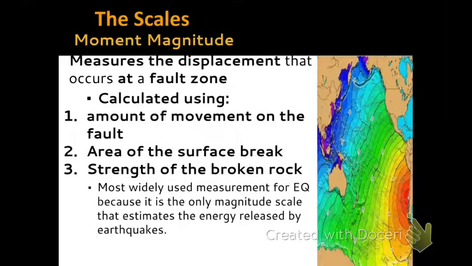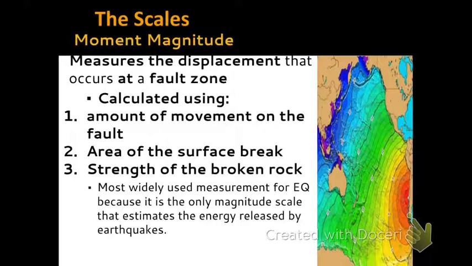But when they're looking at the displacement that happened on the fault line, they have to have 3 different things in mind. How much movement was there? Was there a lot of movement? Was there just a little bit of movement? Also, what was the area of the surface break? Did it just make one little crack down a line and move along that? Or did it actually break a ton of that surface surrounding it?